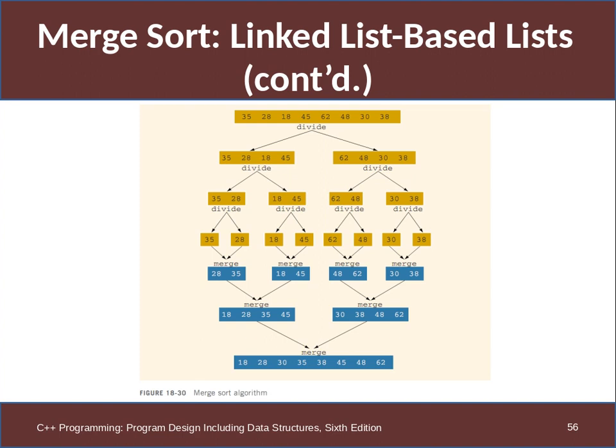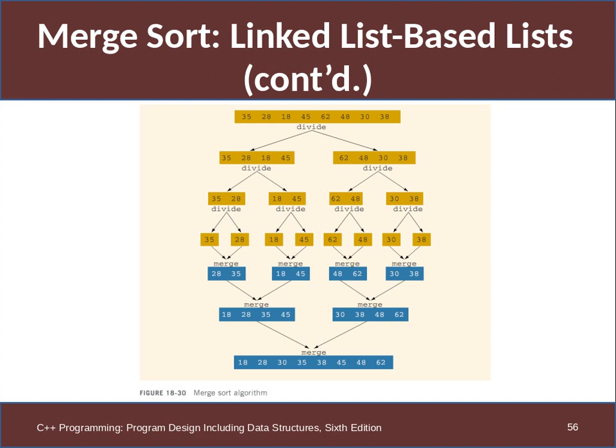So you evaluate the 28 and the 18, so it's 18. You evaluate 28 and 45, so 28. Then you evaluate 35 and 45, it's 35. And then you drop the 45 down. Same thing over here, you evaluate the 48 to 30, the 30 is what's smaller. Then you evaluate the 48 and 38, and then you realize there's nothing else left in that list, so you copy everything else over.